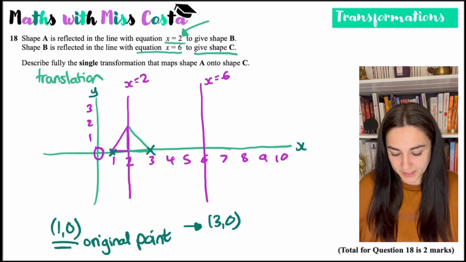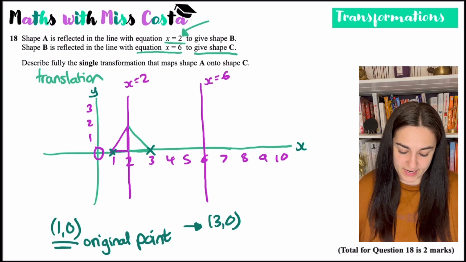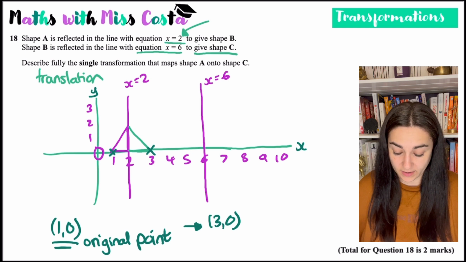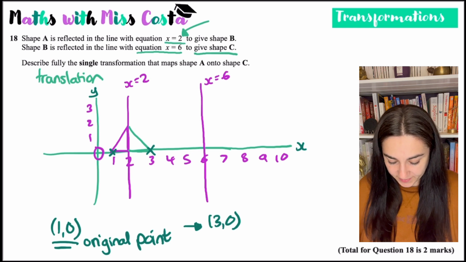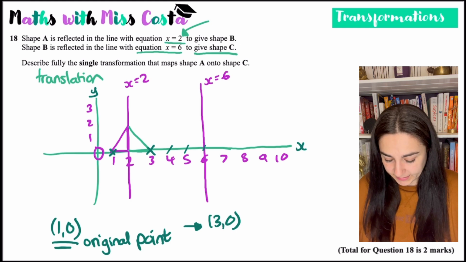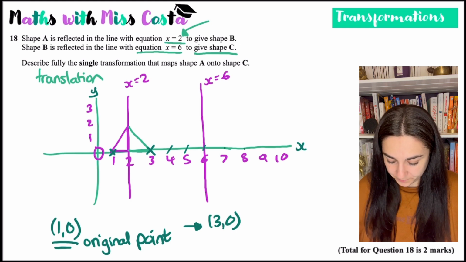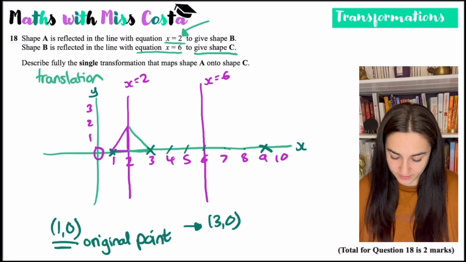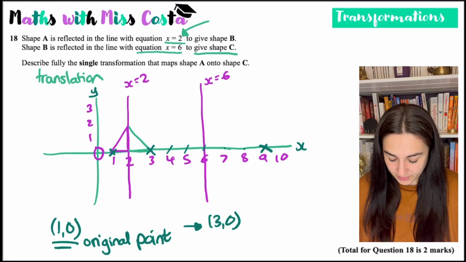This new shape is then reflected in the line with equation x equals 6. So this is 1, 2, 3 coordinates away from the line, so it then has to be reflected 1, 2, 3 coordinates from the line over there. So my original point is going to have to be here.